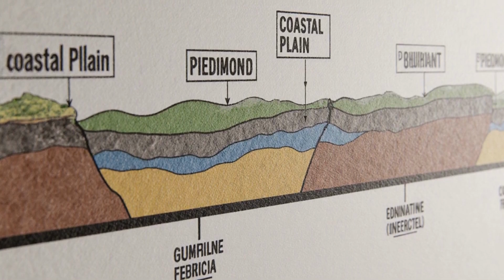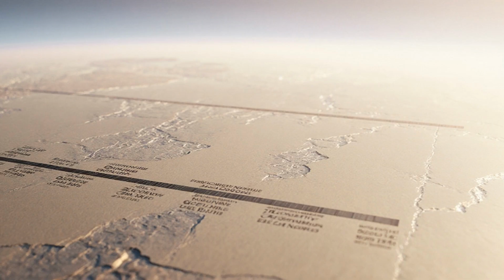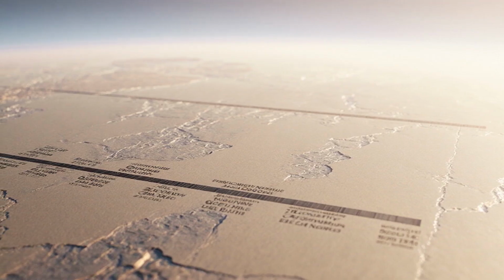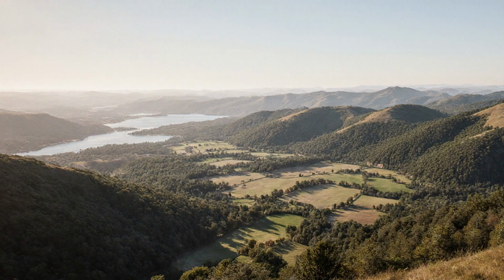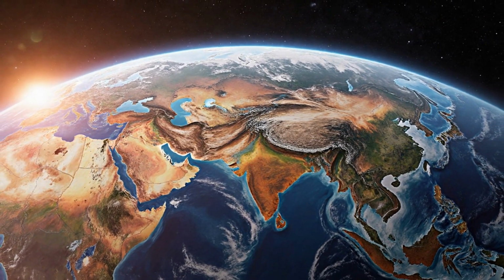The geological timeline illustrates the formation of coastal plain and Piedmont regions. It spans millions of years, detailing significant geological events. These events shaped the landscape we see today. The timeline provides a visual representation of Earth's dynamic history.